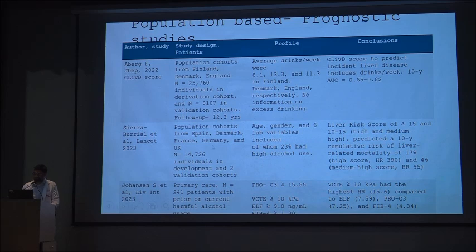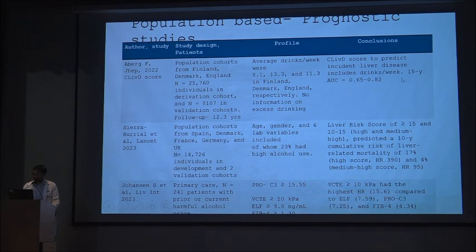This is the CLIVE-D score, where the population cohorts from 3 different countries, nearly 25,000 individuals, with a derivation cohort of 8,100. Average drinks were 8 or 13 or 11 in different countries, and the score predicted incident liver disease over 15 years.